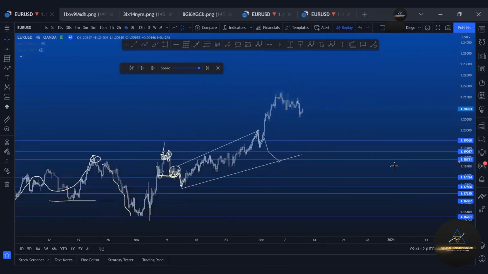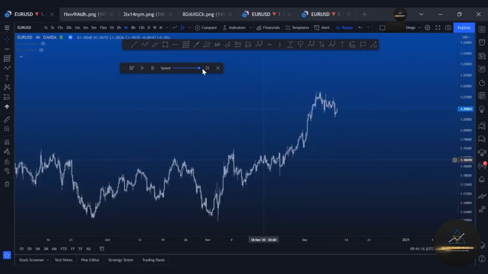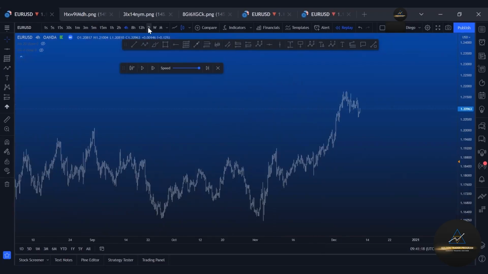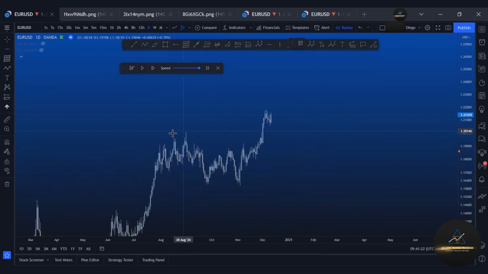So let's just go with the market. Now what we can do is tidy everything up. It looks really, really messy. Let's go back to the daily. It's just a lot clearer. It's making new highs. This is a level where it's likely to reverse from. The next level would be down here.